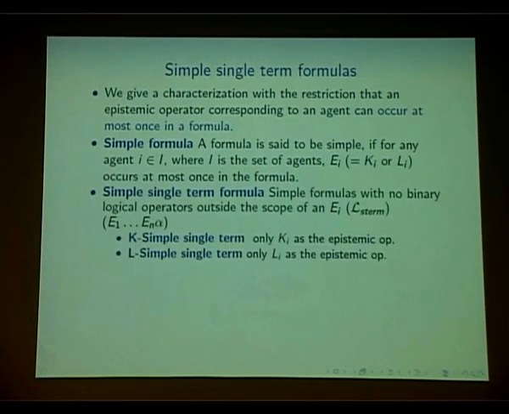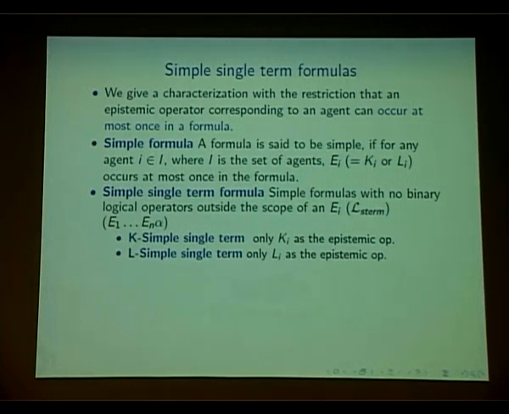And then you further classify. This is just for the sake of giving a better classification, but we have the notion of a single term formula. So you have simple formulas where epistemic operators occur only once. Now you put a further condition that the binary logical operators do not occur outside the scope of an epistemic operator. So the simple single terms are just single term formulas with this additional restriction of being simple. So they look like this: E1 to En alpha, where Ei can be either Ki or Li, and by Li I mean just the dual of Ki, and alpha can be any propositional formula. So it cannot have any modalities, but just the logical connectives.